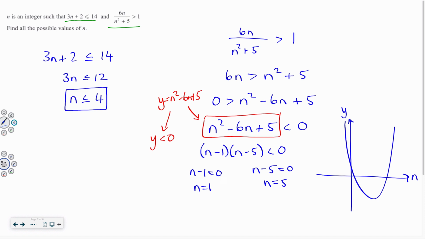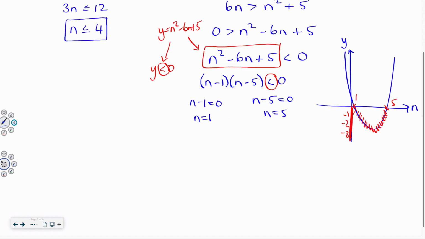And when y is equal to 0, this point here is 1 and this point here is 5. I know that because I've factorised and set each bracket to 0 to find my values for n. Now we go back to the point I made earlier, where y is less than 0. So y is less than 0 when we've got negative values, it's this part here. So where y is less than 0 on the graph is all of this part.